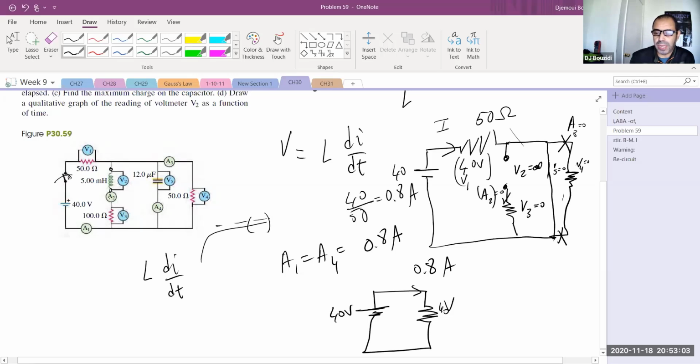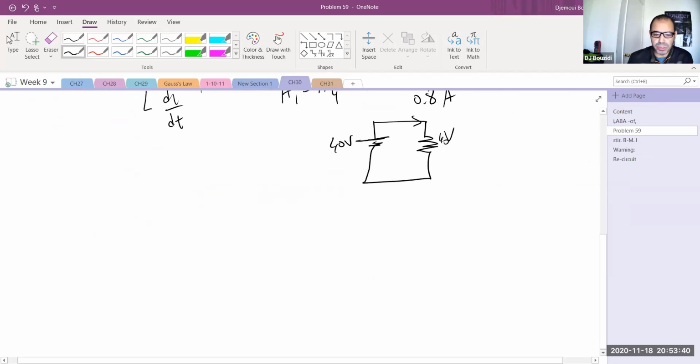There will be a current now, A2, that I need to find, and V3, which is just the product of this current times the 100 ohms. Now there is a current here, A1, and a voltage here, V1, that we need to find. This branch will be open because the capacitor is fully charged and is not going to allow current to go through. So this will be 0 after a long time. Whatever current comes in here has to go through the 50 ohms. This is how the circuit looks if I wait a long time.